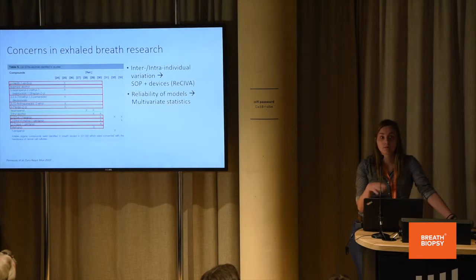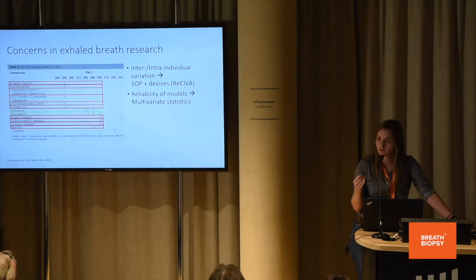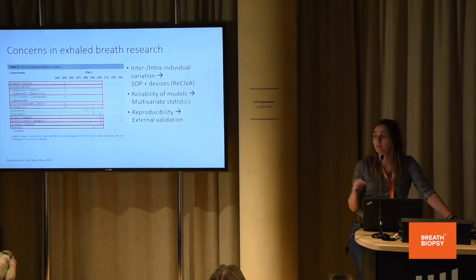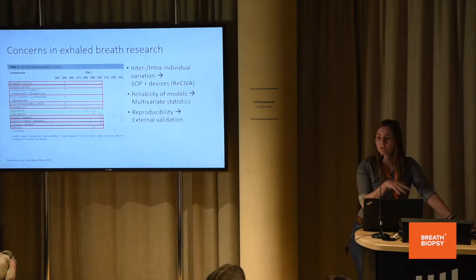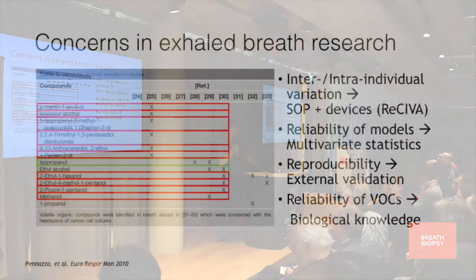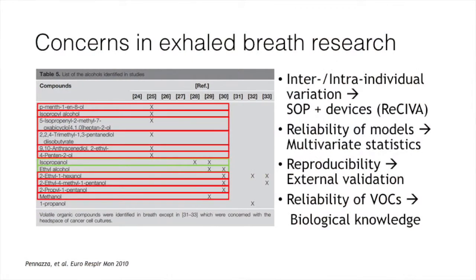About the reliability of the models, we should really use multivariate statistics to make sure that the VOCs that we find are actually the right ones. And then we need external validation to actually make sure that our study is reproducible. Even though we can maybe find VOCs that work in one clinic or in one study, that doesn't mean they will work in a different clinic or a different study. So external validation is key, in my opinion.